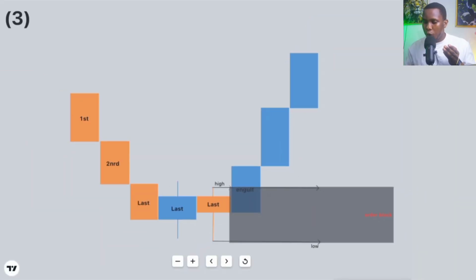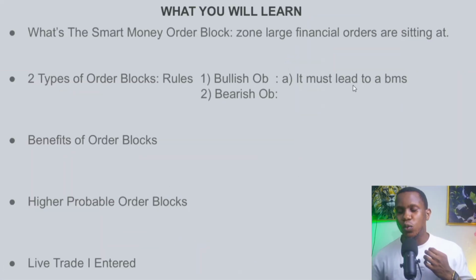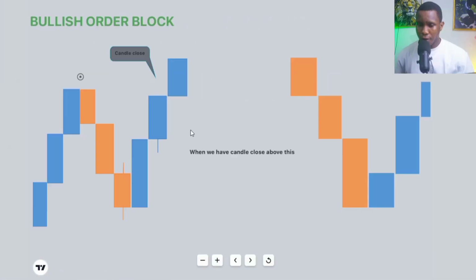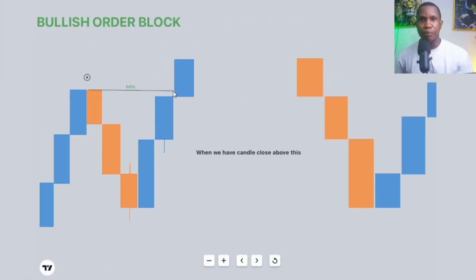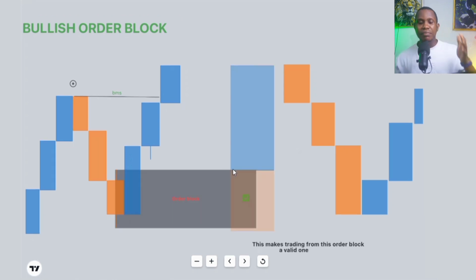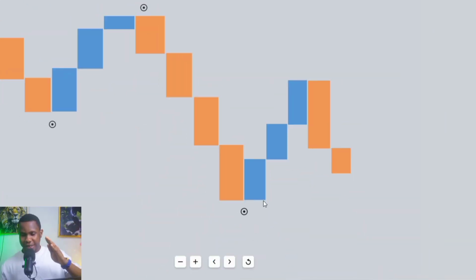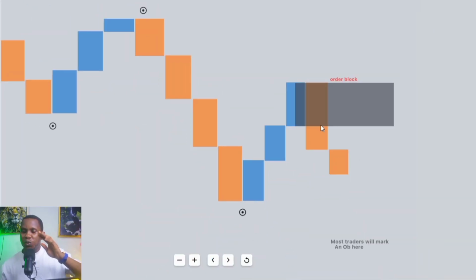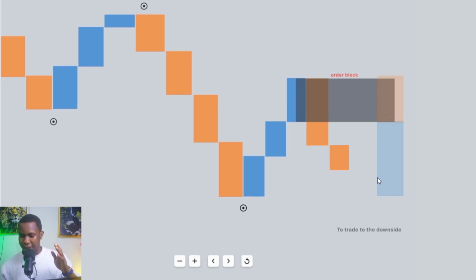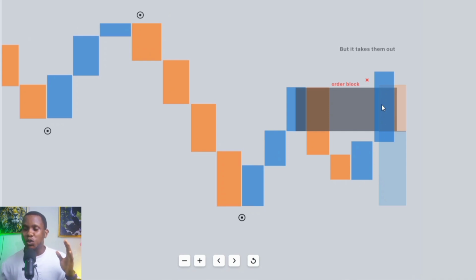To make your order block unstoppable, it must lead to a break of market structure. When we have a candle come to close above a particular high, it is called a break of market structure. And this makes trading from this particular order block a valid one. In the bearish order block, when we have a candle come to close below a particular low, we have a break of market structure. Look at this particular example. Most traders will map out their order block from this level like this straight to the downside. But can you see it came and took them out?